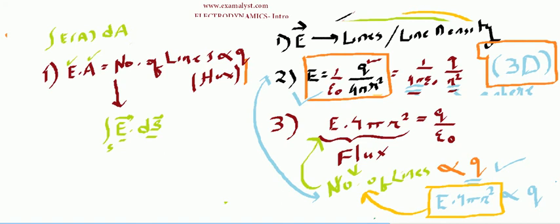So integration E dot ds is proportional to q. Okay, let me not write equals to, let me say it is proportional to q, and this can in turn be written with a proportionality constant, which is my epsilon naught, that is, integration E dot ds is equal to q by epsilon naught. So this is the famous Gauss law.